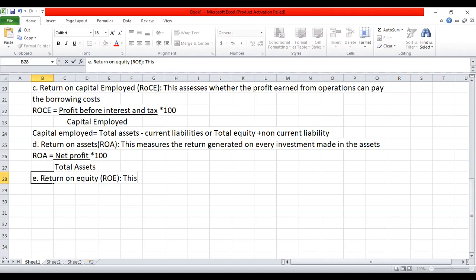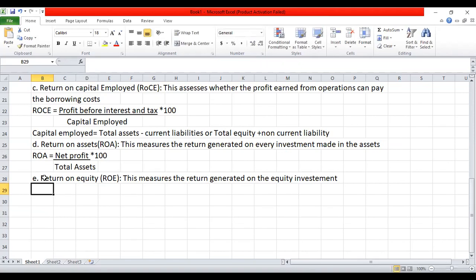So this measures the return generated on the equity investment. How much profit do you earn on every equity investment? So when you are computing the return on equity, it is equal to net profit over total equity.